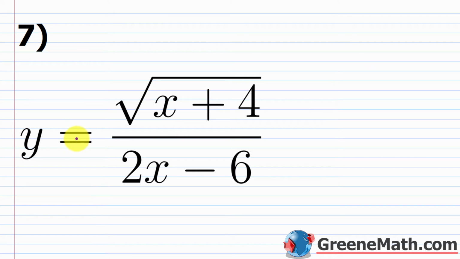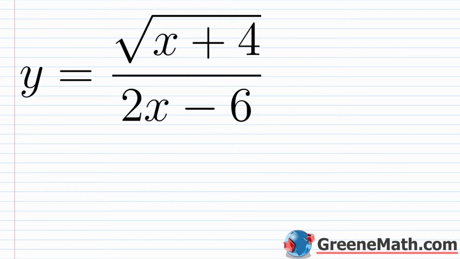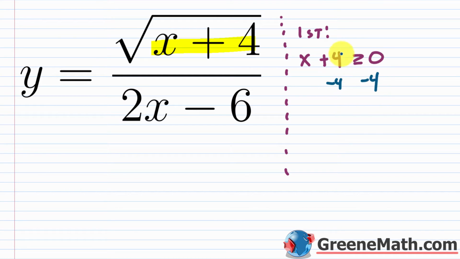So here we have y is equal to the square root of x plus 4 over 2x minus 6. Okay, so in this case, you have 2 different things going on. The first thing you have to consider is that in your numerator, you have the square root operation, and your radicand is x plus 4. So you want to make sure that this is non-negative. So the first thing that we would consider is that x plus 4 needs to be greater than or equal to 0. That's pretty easy to do. We would just subtract 4 away from each side of the inequality and say x is greater than or equal to -4. Okay, so x can be -4 or anything larger.